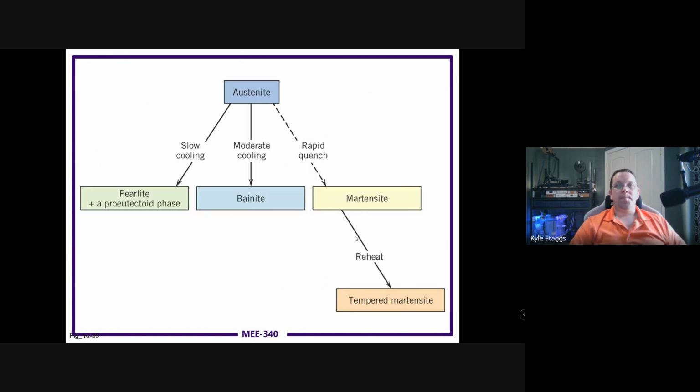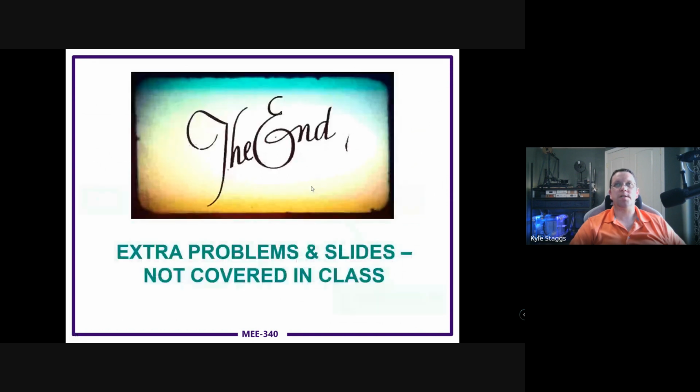So the reheating is a really, really important part of this. And this is why, depending on what you're trying to do with the steel, the ability to do the heat treat and change it is really important. And the processing that you're going to do afterwards also has that in mind.